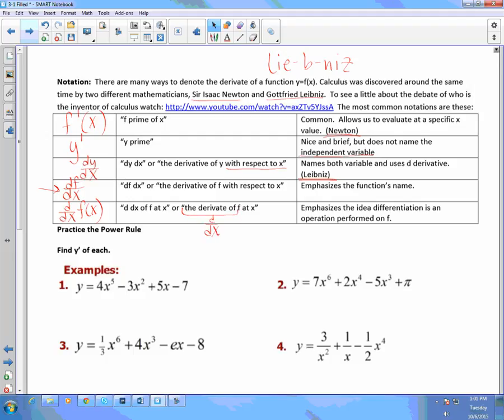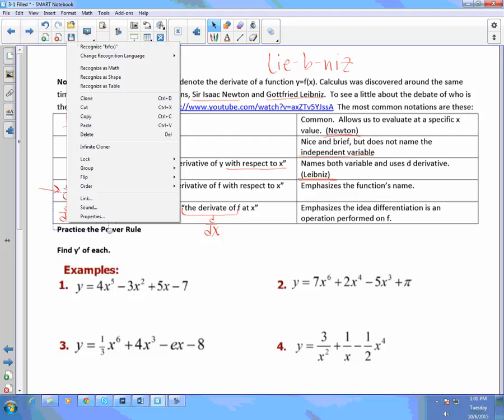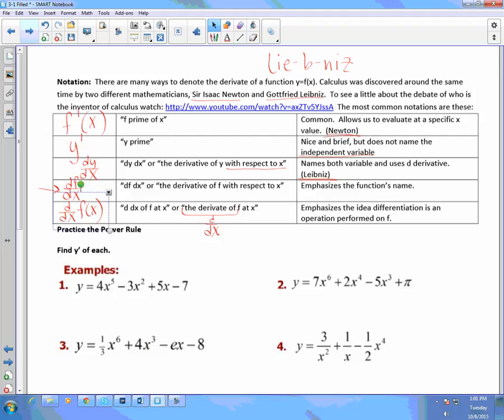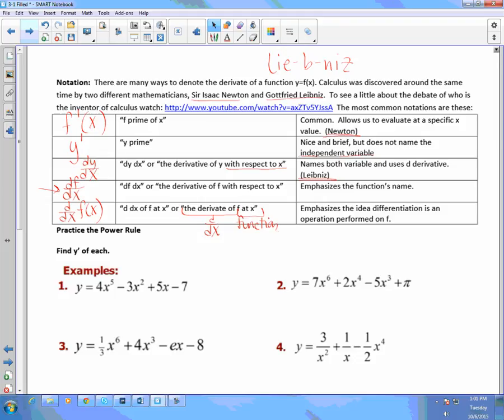One second. You're taking the derivative and you're saying you see d/dx. f of x is just a function that you're taking the derivative of. So f of x, that's just your function. It emphasizes the idea that differentiation is an operation performed on a function. So if you say just d/dx, it doesn't say dy/dx, it doesn't say df/dx. d/dx just means that you're taking the derivative of whatever's following it.